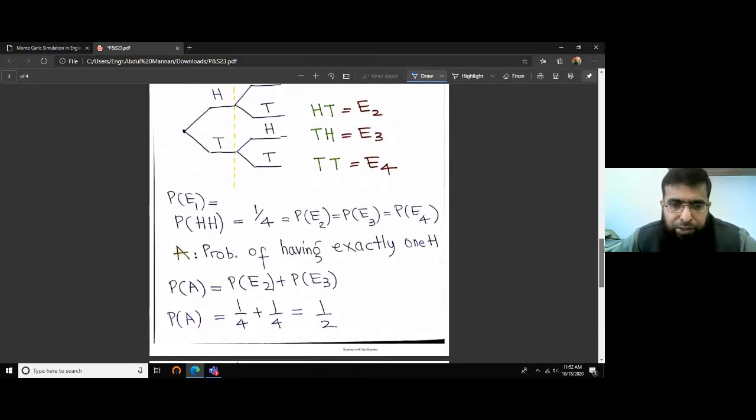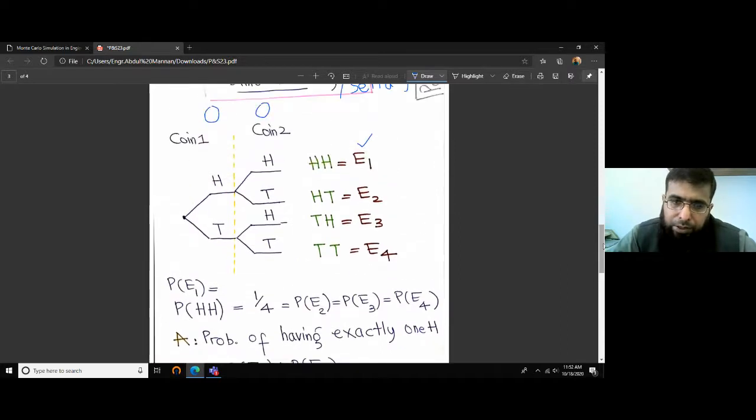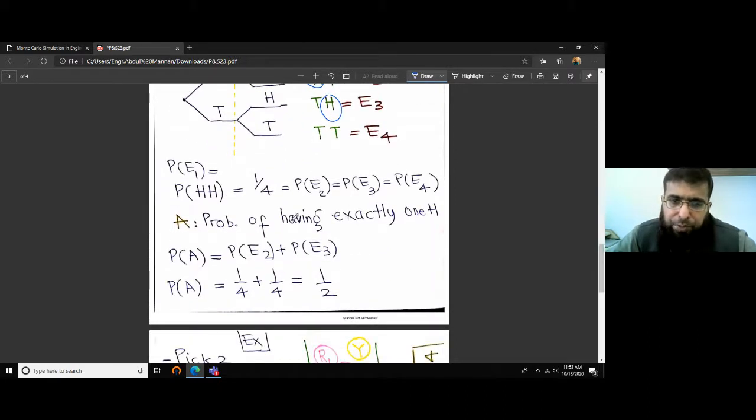So if we define another event that is not a simple event, we studied that an event can be composed of one or more simple events. Probability of having exactly one head. Let's go through these simple events. Here we have two heads. Here we have exactly one head. And here we don't have any head. So the probability of simple event 2 plus the probability of simple event 3 would give you the probability of having exactly one head. So 2 and 3 added gives us 1/2.